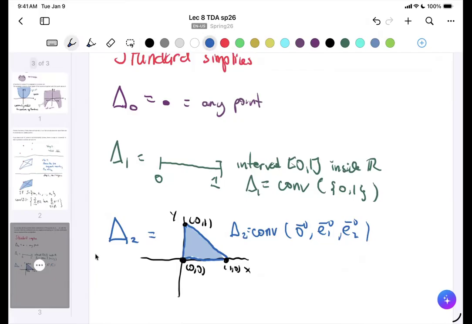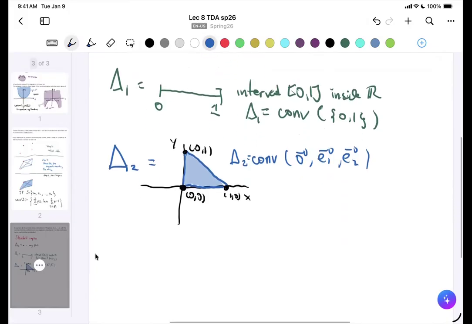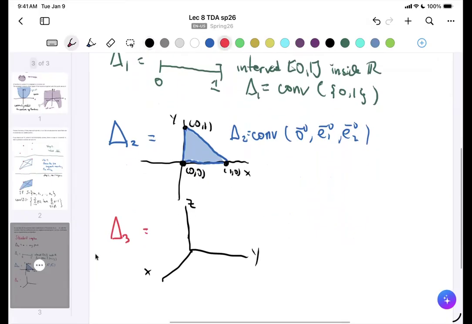And then the last one I can draw is delta 3, which is a tetrahedron. That's going to be in 3 dimensions. After that, you need more, in terms of the pictures. But you can see where I'm headed, right? So delta 3, if you draw this in 3D, has vertices (1, 0, 0), (0, 1, 0), (0, 0, 1). And it looks like some sort of pyramid, but it's called a tetrahedron.